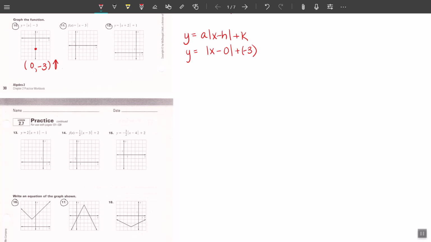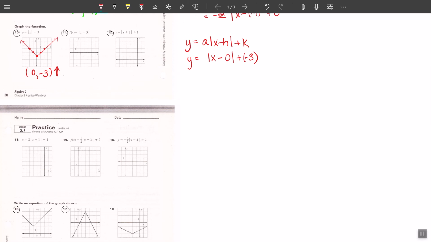And then that a value functions like our slope. So because it's 1, we're going to go up 1 to the right 1. And then because it's an absolute value function, the mirror image of those points is also going to be part of the function. So I'm going to go back on the other side and graph those mirror image points. Then you connect the dots and you've got your absolute value function.